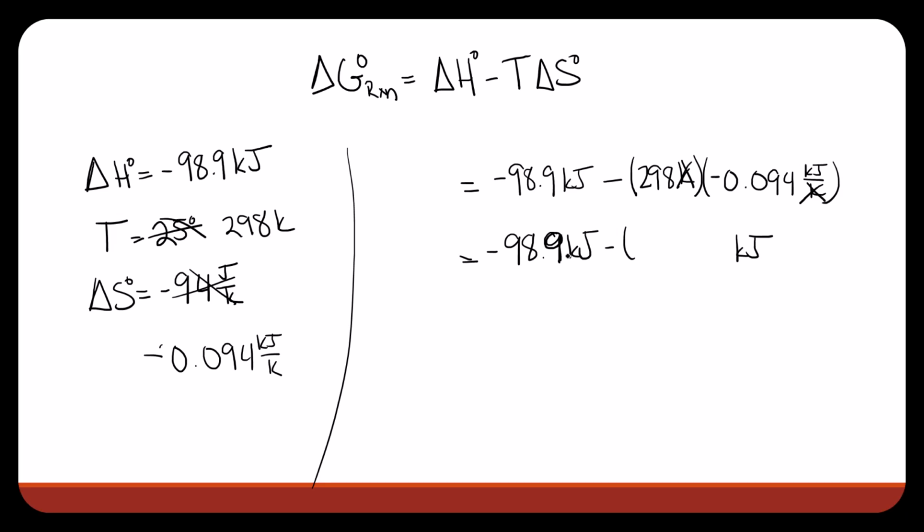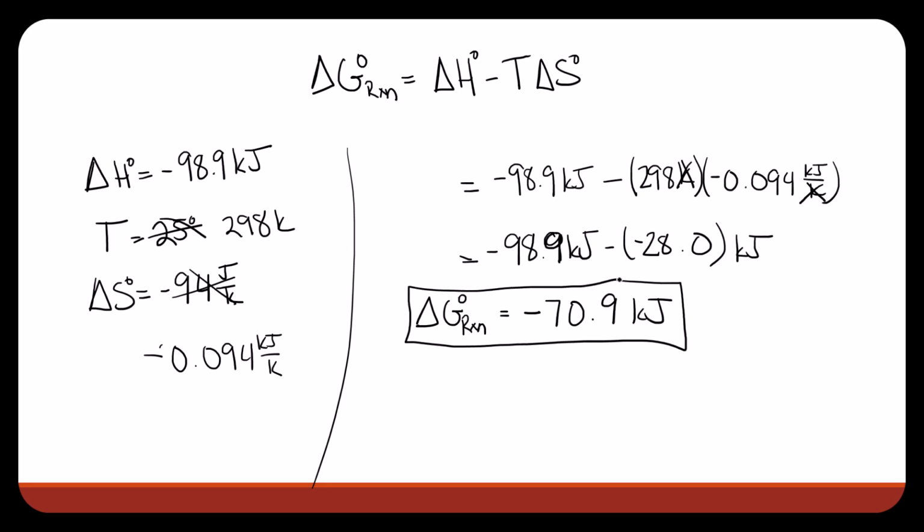So we've got 298 times negative 0.094. So this is negative 28.0 kilojoules. And then lastly, we are going to subtract these two numbers. Negative 98.9 minus negative 28.0. And we get a Gibbs Free Energy value of negative 70.9 kilojoules.